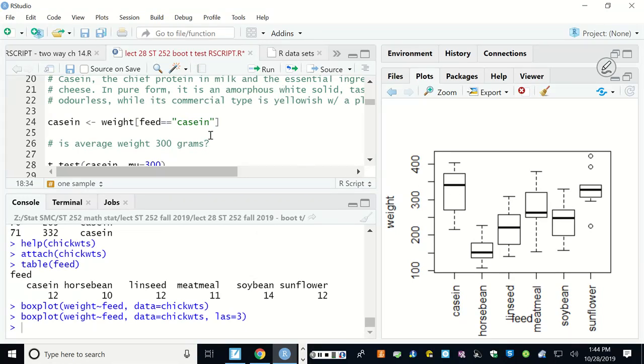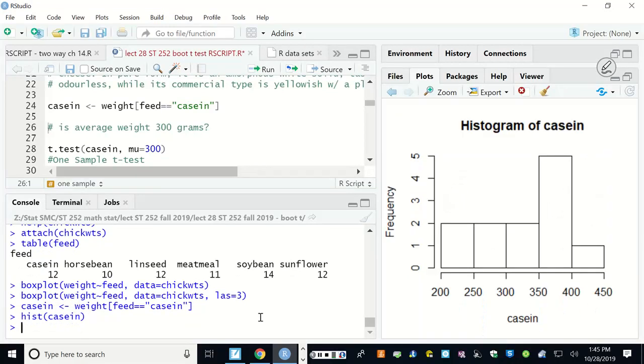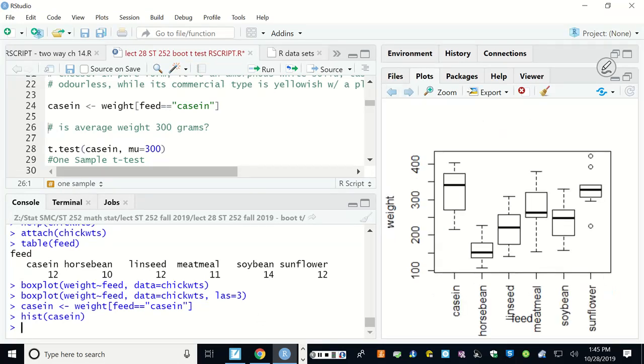Well, I'm going to assign the weight based on the casein chickens to that. Here's a histogram of casein. It's only 12 observations, so it doesn't end up being too normalish. It's a little bit skewed to one side. This is the first quartile, that's the third quartile. The minimum value looks a little bit farther away from that. So it's 12 observations, a little bit skewed.